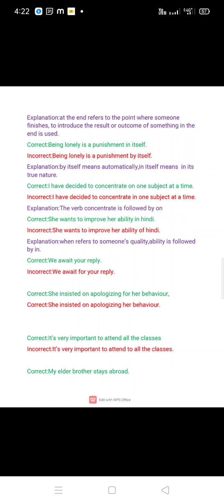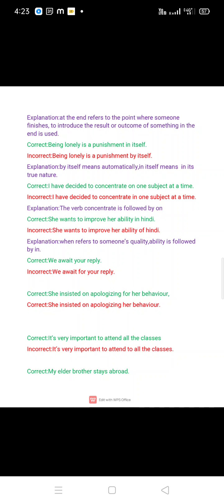Okay. Next one, incorrect sentence. She wants to improve her ability of Hindi. Ability of is an incorrect term, you can say. You should use, she wants to improve her ability in Hindi, because when it refers to someone's quality, here ability means quality, right? Someone's quality, and when you are referring to someone's quality, so ability is followed by in, not of.